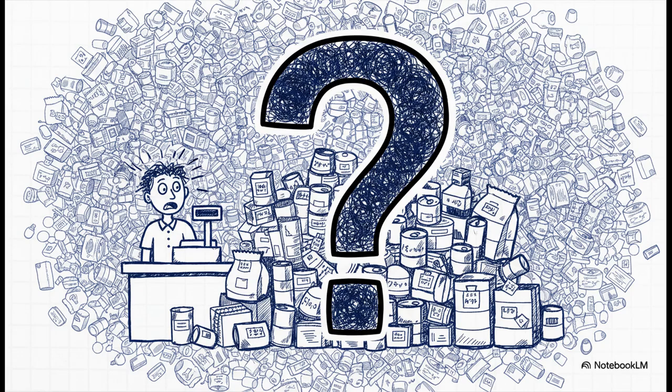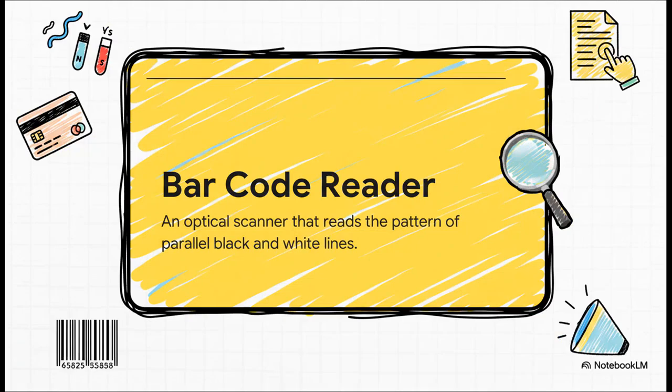It was slow, it was a mess, and it was full of errors. The problem was huge. How do you track and price millions of unique items efficiently? You already know the answer, of course, the barcode reader.